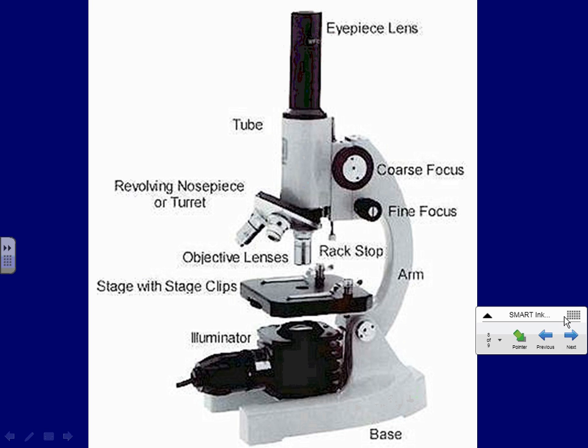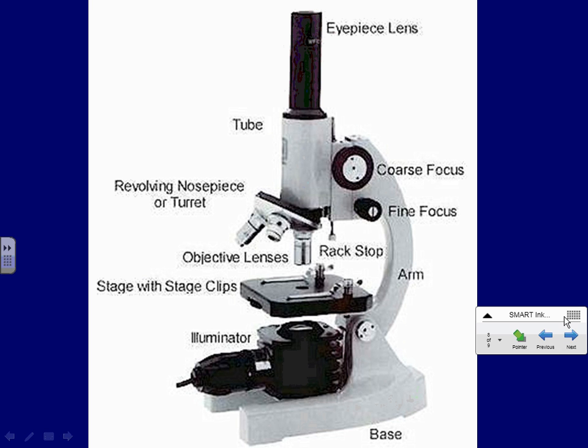So the light comes through the objective lens and then up to the eyepiece, all right? Now that's the main body of the microscope that does the magnification. So how do you get something in focus? Well, first you always start on the low power objective. So you always begin at the lowest power.